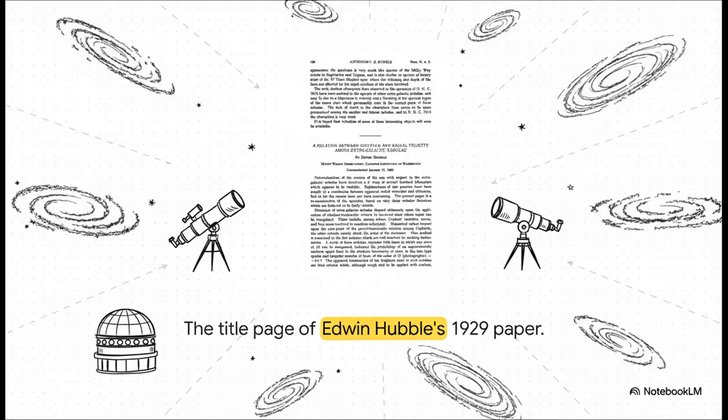So, this is it. A relation between distance and radial velocity among extra-galactic nebulae. Pretty dry title, right? It was written by the astronomer Edwin Hubble, working out of the Mount Wilson Observatory. And yeah, I know, it doesn't look like much, but trust me, buried deep inside this data is a discovery that would reshape literally everything we thought we knew about the universe.